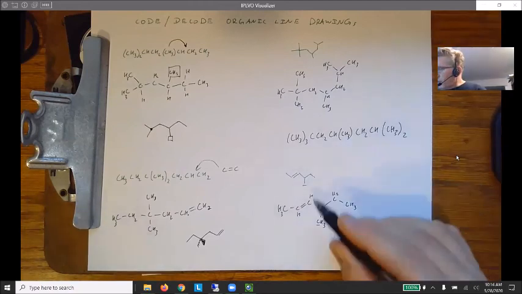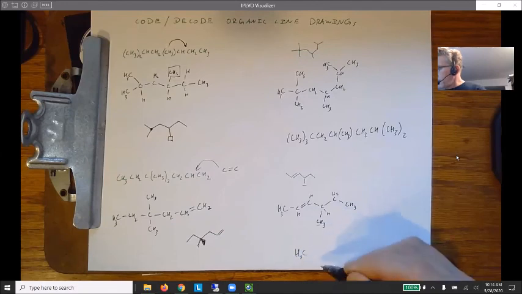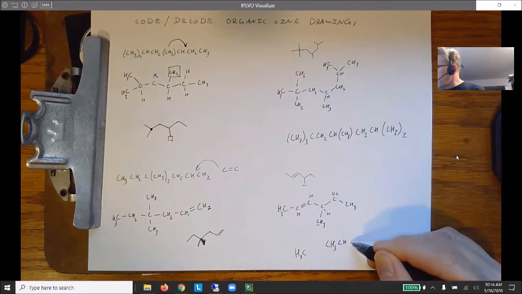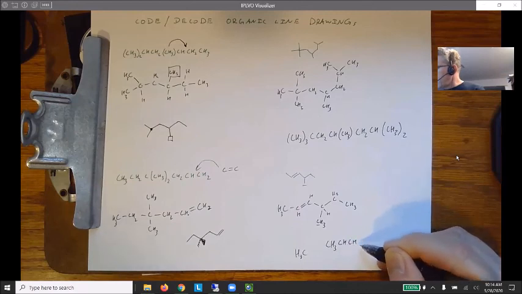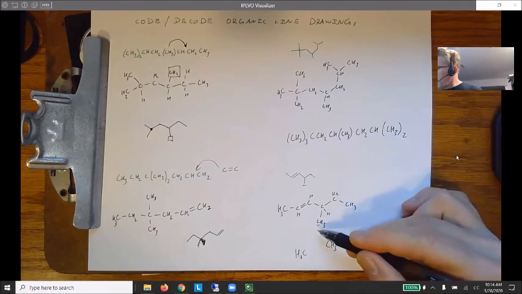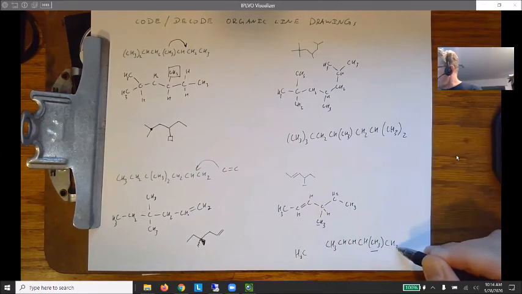In this case, the formula will look like this. Actually, you might see CH3 going this way, CH, CH, C, H, CH3. Again, this underline is that underline. We continue and wrap this up. CH2, CH3.